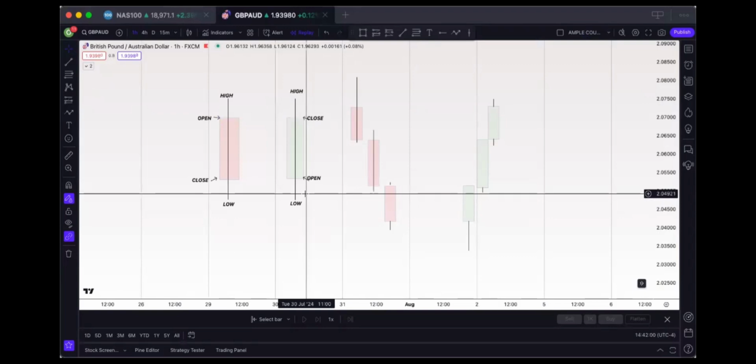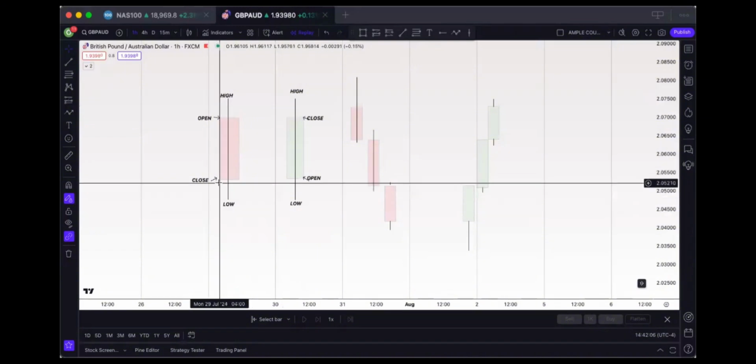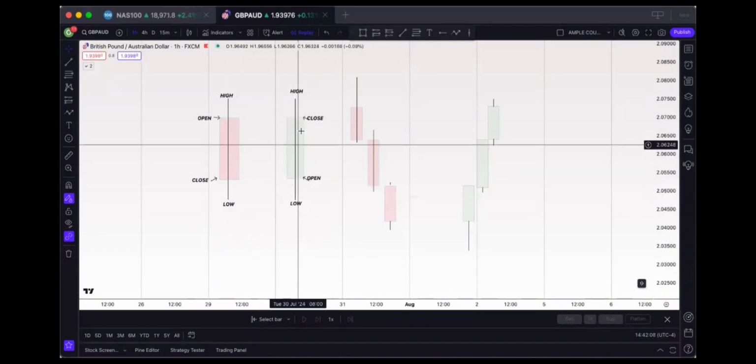So this is really, really simple and is not something that I'm going to be super repetitive about. Just always remember you have an open, a high, a low, and a close.